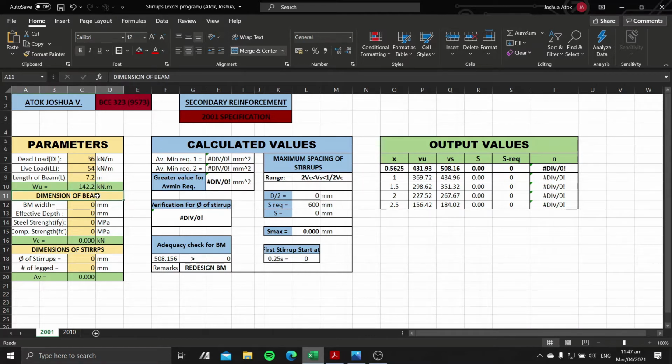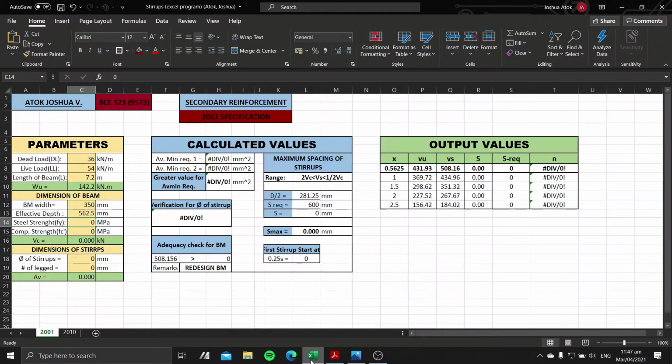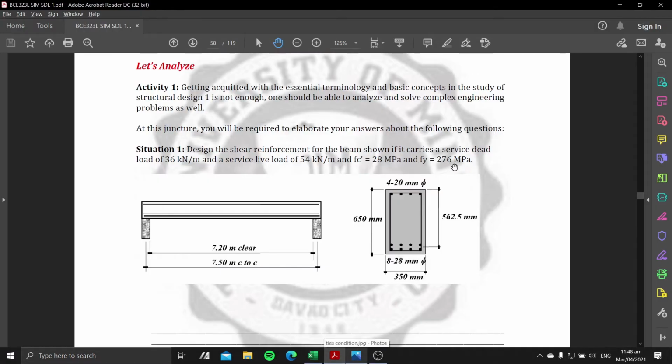Next, we are going to input the values given in terms of the dimension of our beam. Remember that the beam width is 350 mm and the effective depth is 562.5, which are these ones. And in terms of our fy and f'c, or the steel strength and the compressive strength, they are given as 276 MPa and 28 MPa respectively.